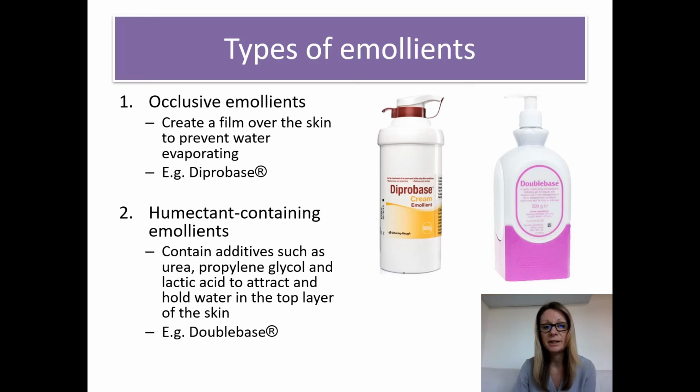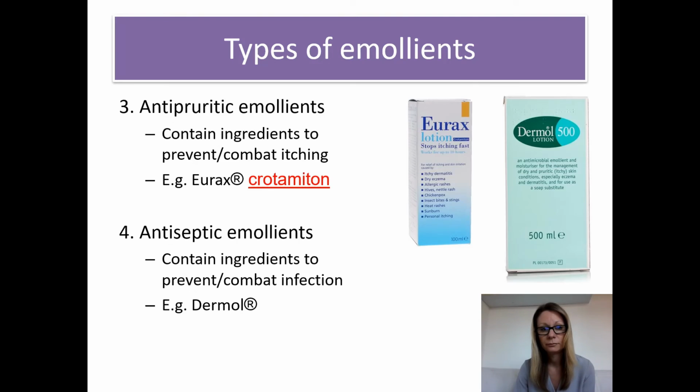So you've got occlusive emollients. They create a film over the skin, preventing the water evaporating. Humectant-containing emollients contain additives like urea or lactic acid, and they attract and hold water to the top layer of the skin. Some emollients have ingredients in them to help stop itching. And there are also antiseptic ones, so they contain an antiseptic to help prevent infection.